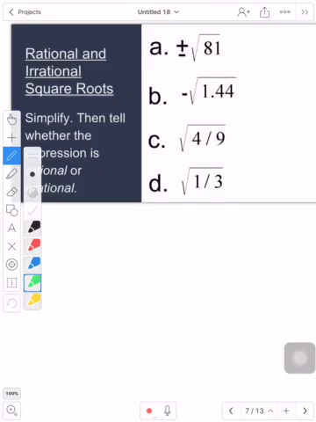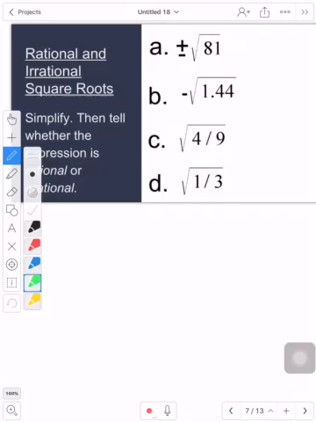Okay, go ahead and pause the video and try the rest of these problems. Read the directions though. It says simplify and tell whether it's rational or irrational. So you can really only simplify them right now if they are a rational expression. So go ahead and pause it and try it by yourself.